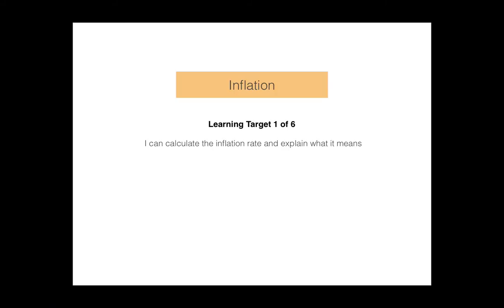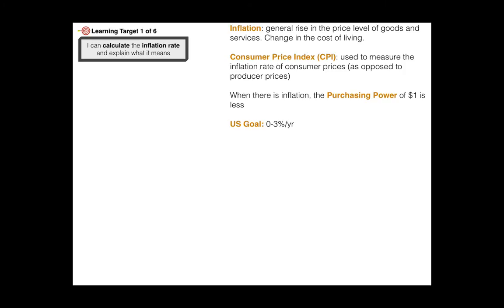The first of 6: I can calculate the inflation rate and explain what it means. Inflation is one economic performance measurement, and it measures the change in the price level of goods and services throughout the economy. When there's inflation, that generally means an increase in the price level of goods. Deflation would be a decrease, although sometimes we talk about a negative inflation rate. That essentially would be deflation.